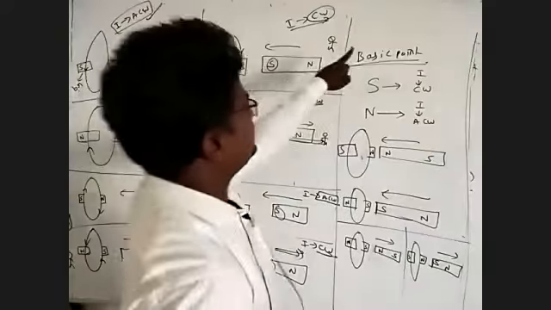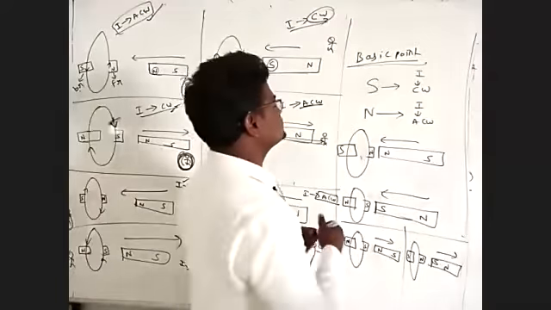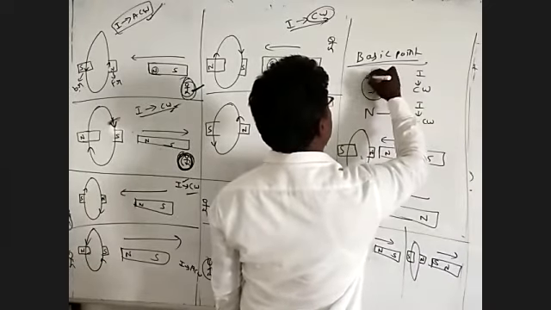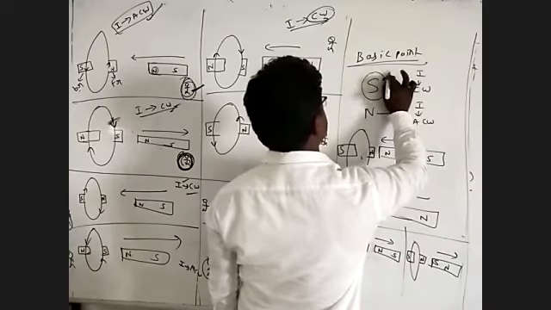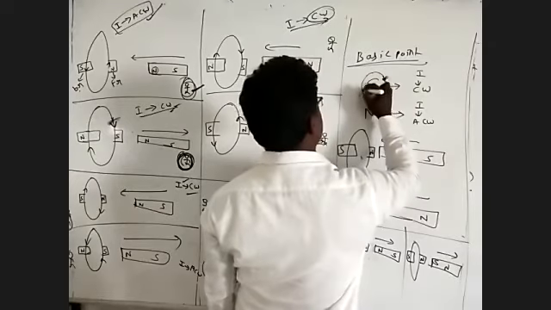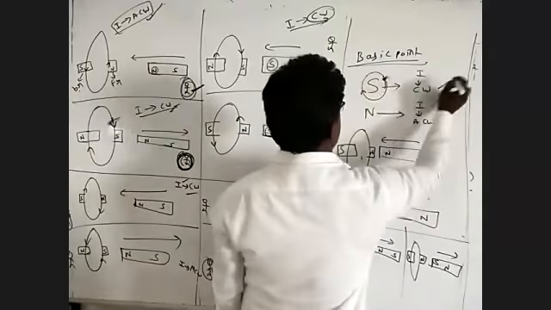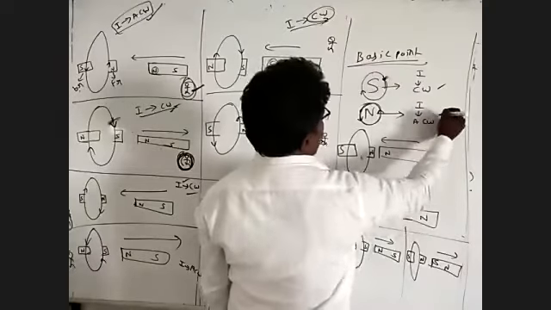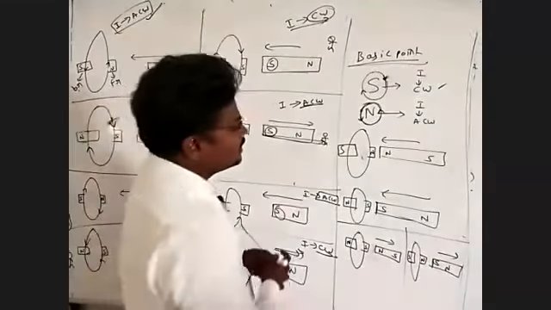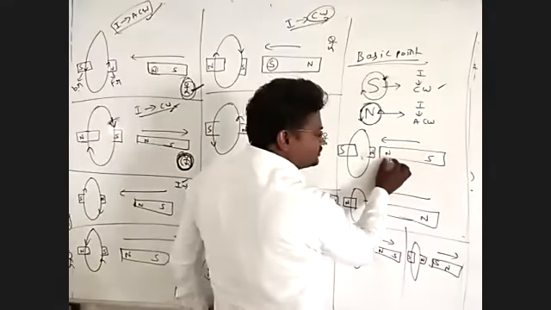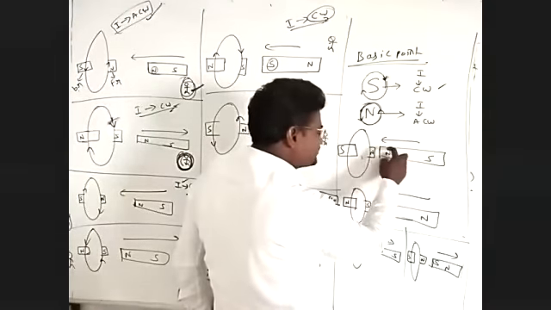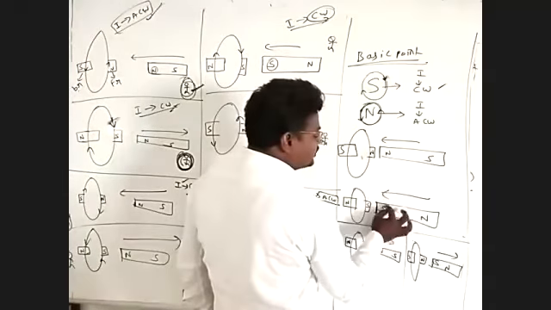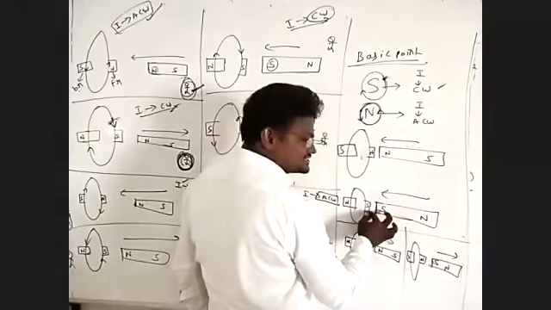Now, basic point: the ring acts as a south pole, and south means clockwise. The ring acts as a north pole of the magnet otherwise. When the north pole of the magnet is moving towards the coil, the front ring acts as a north pole. When the south pole of the magnet is moving towards the coil, the front ring acts as a south pole.